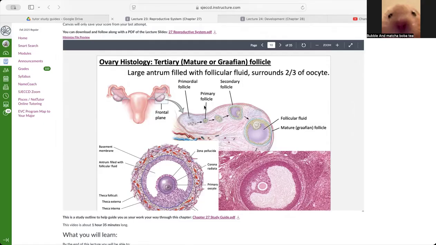Okay, so I'll give you guys a summary. So oogenesis, right? The primary oocyte begins meiosis 1, but does not finish meiosis 1 and start meiosis 2 until it becomes a secondary oocyte. And that is in the process of ovulation. It won't finish meiosis 2 unless sperm is ready to fertilize it, and then it's called an ovum.